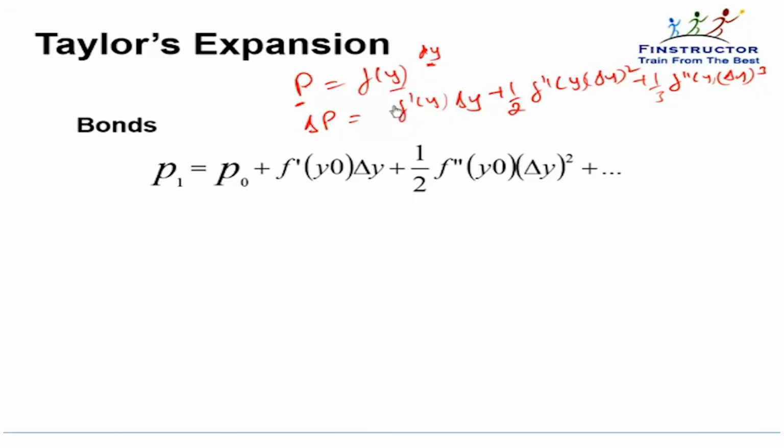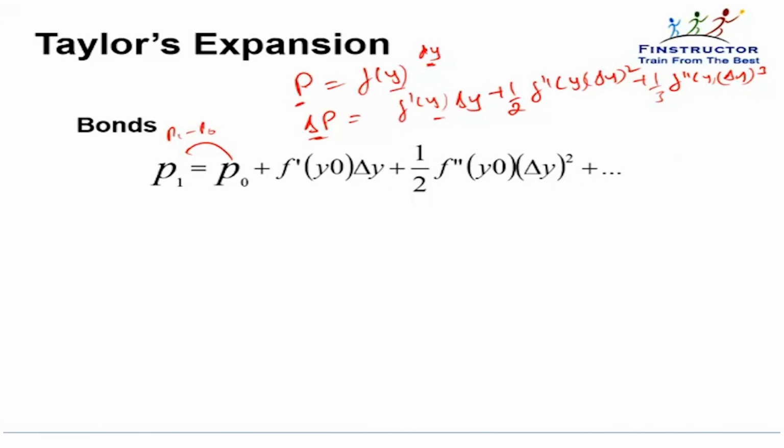The yield changes by a small amount. The price of the bond, or the change in the price, can be approximated as so much. If I take P naught to this side, then P1 minus P naught will be f dash Y into delta Y plus half f double dash, the second derivative, into delta Y square, and so on and so forth.